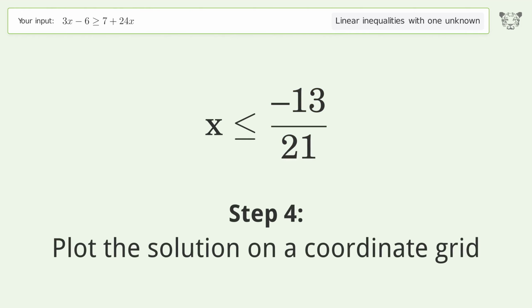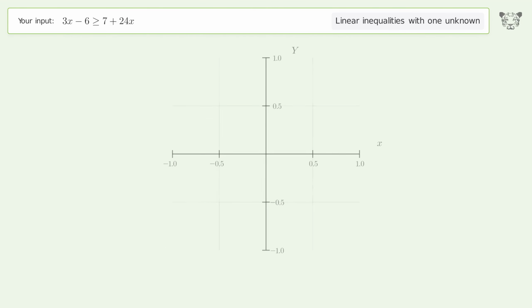Plot the solution on a coordinate grid. And so the final result is x equal or smaller than -13/21.